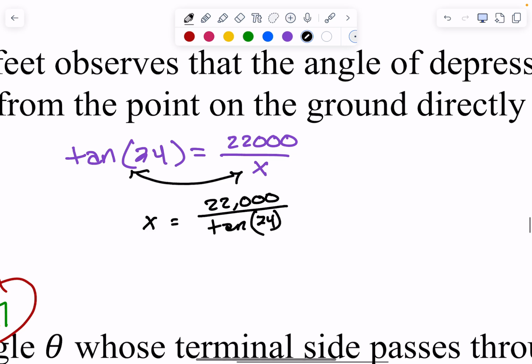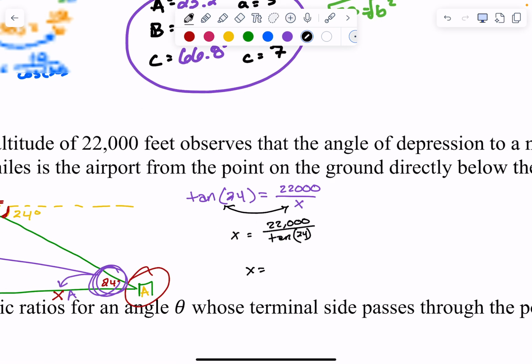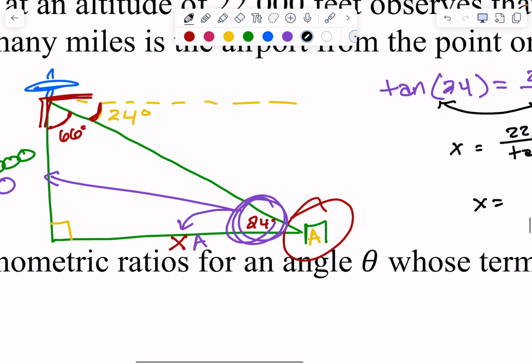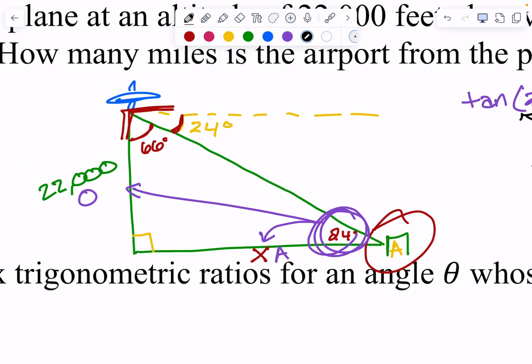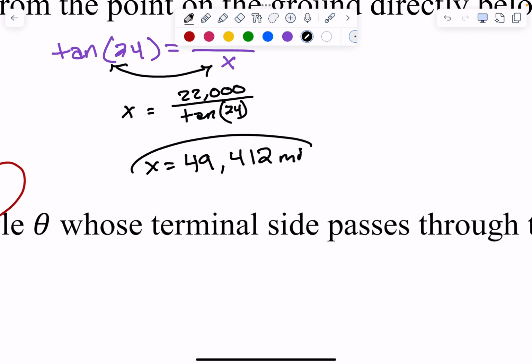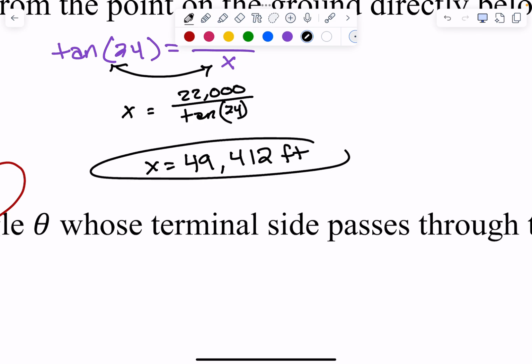Okay, and I don't know. It should end up being bigger than 22,000. No, hold on, just a second. Just wait. 24 degrees is opposite 22,000. 66 degrees, opposite way bigger, right? What do you got? 49,412 miles. No, feet. You couldn't be able to see that far.